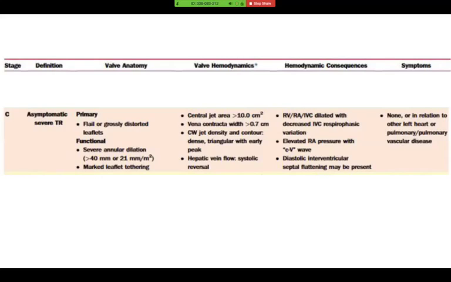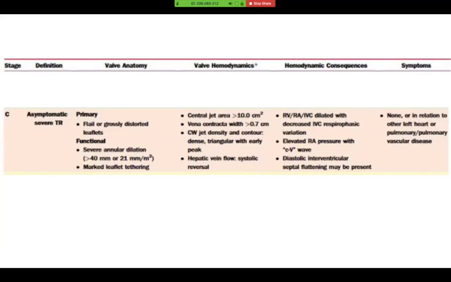This is asymptomatic severe TR. The primary pathology would be grossly distorted leaflets, and in functional TR, this is severe, so there is severe annular dilatation of more than 40 mm and marked leaflet tethering. We can classify this severe TR based upon the jet area: central jet area more than 10 centimeter square, vena contracta more than 7 mm or 0.7 centimeter.